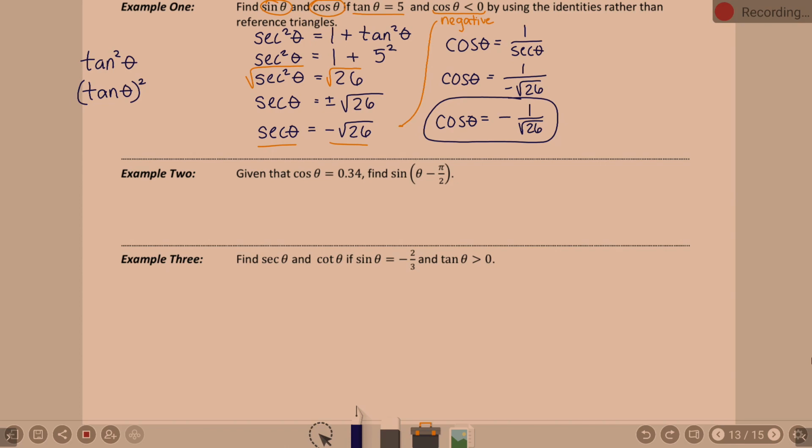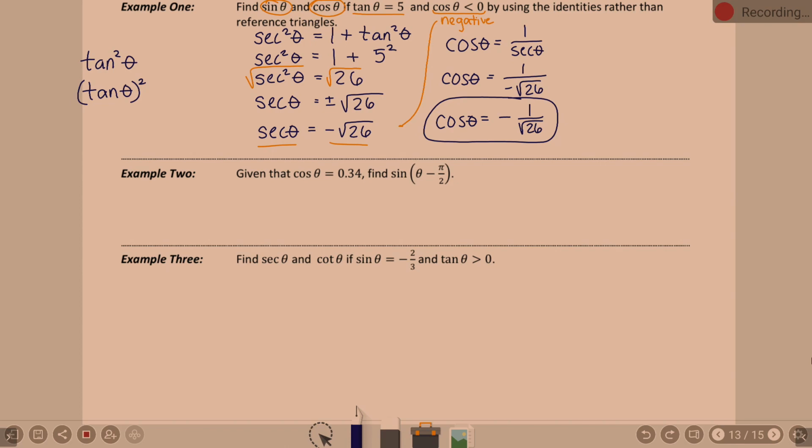And I definitely have two different ways I could go with this one. At this point, we were given tangent, we found secant, we found cosine. I need to find sine. Take a peek up in the identities. What options do you see? Okay. Could we use a quotient identity now? Do I know two of the three? Yes, I know tangent and cosine. So could I use that to find sine?